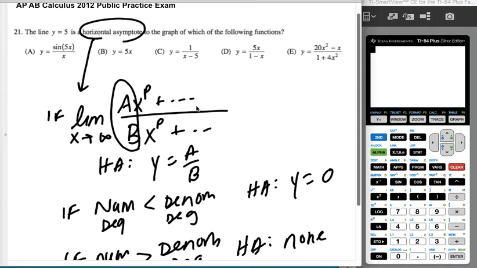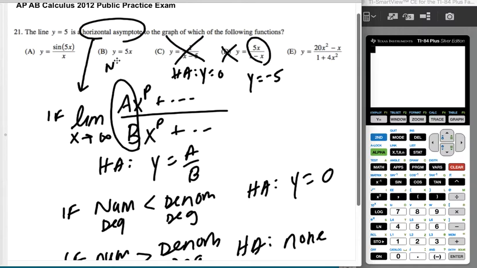So the reason I mentioned that is that this one has a horizontal asymptote of 0. This one, the fraction of the leading coefficients would be negative 5, because it's a 5 over a negative 1, so it's not this one. This one has no horizontal asymptote because you can picture what that looks like. It just goes like this forever. So the only contenders are A and E.